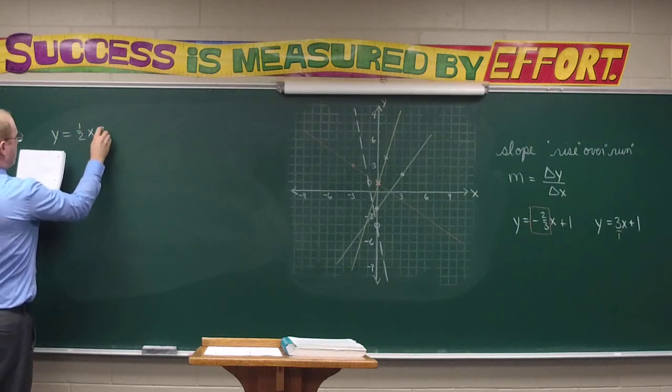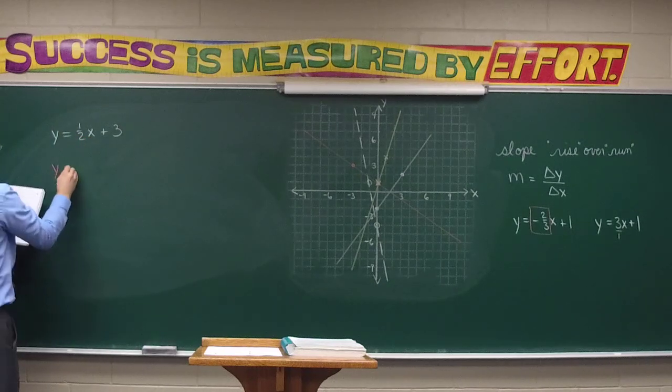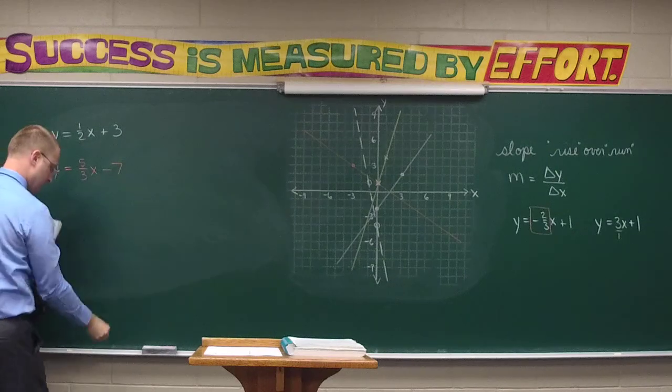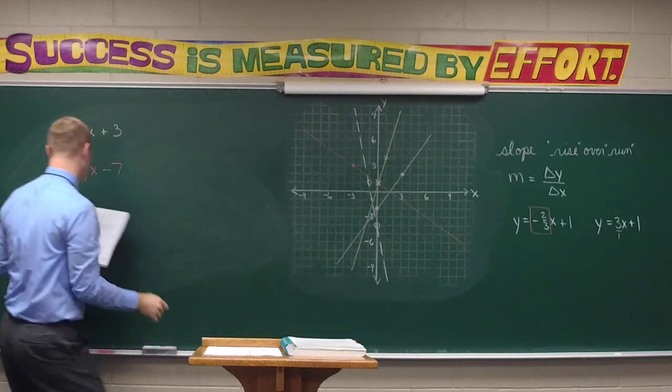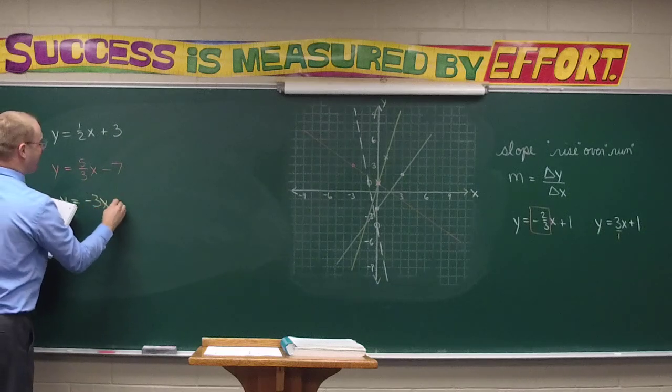Y equals a half x plus 3. Y equals 5/3 x minus 7. And y equals negative 3x plus 1.